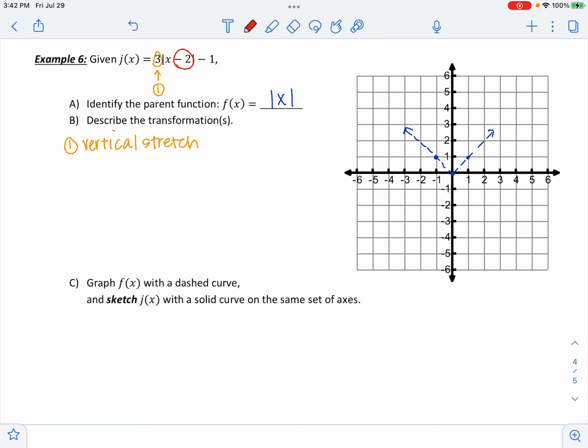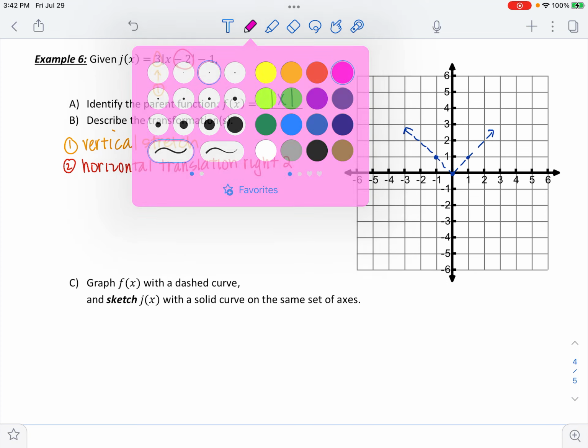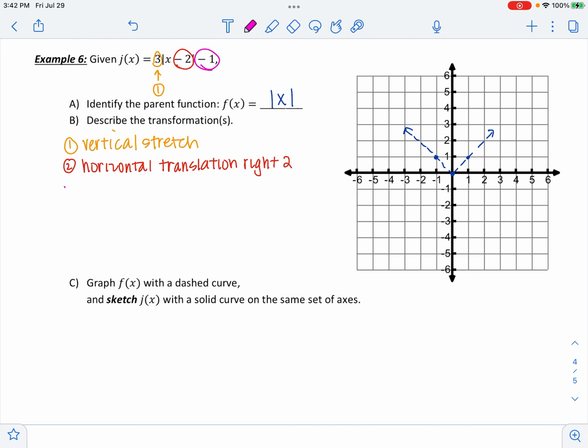All right, we're inside, so horizontal. It's being subtracted, so that is a translation. And opposite of what I think, so right 2. And then the last one, right here. Outside, so vertical. Subtracted, so translation. Down 1.